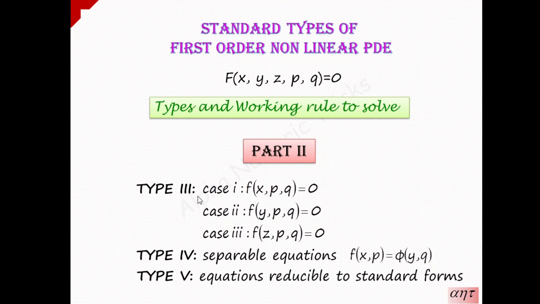That is, in type 3, we have three cases. Case 1 is f of x, p, q is equal to 0, case 2 is f of y, p, q is equal to 0, and case 3 is f of z, p, q is equal to 0. And type 4 is separable equations, f of x, p is equal to phi of y, q. And the last type is type 5, equations reducible to standard forms. We will see how to get the solution of these types of problems one by one now.